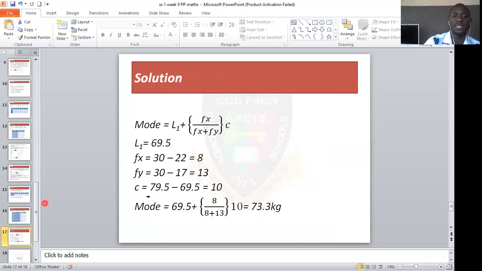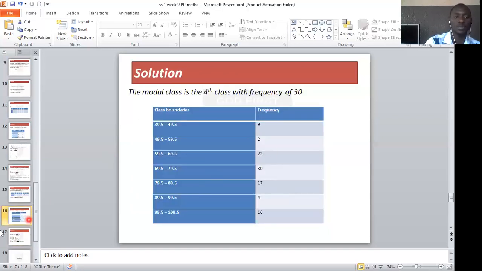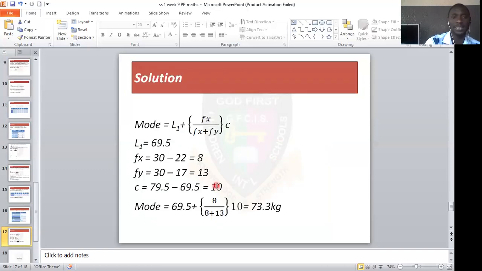Fx is 30 minus 20 from the question here. Fx is 30 minus 22, and Fy is 30 minus 17. So C is 79.5 minus 69.5, which gives 10, the class interval.